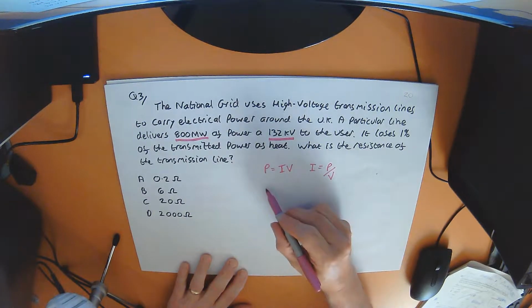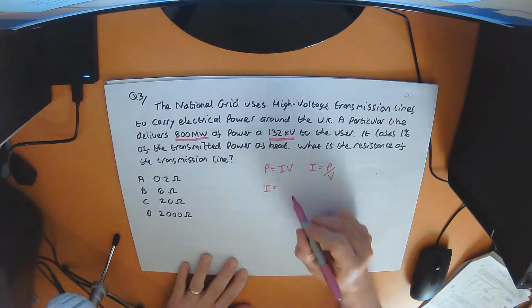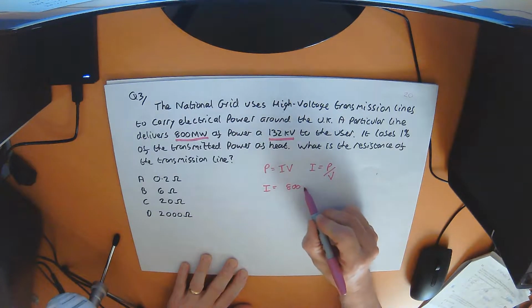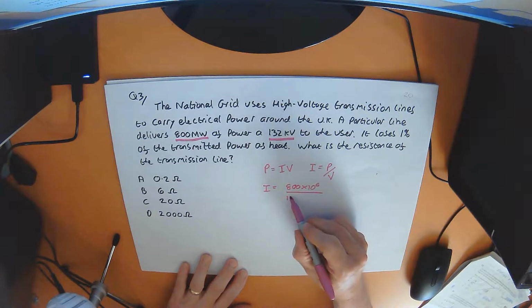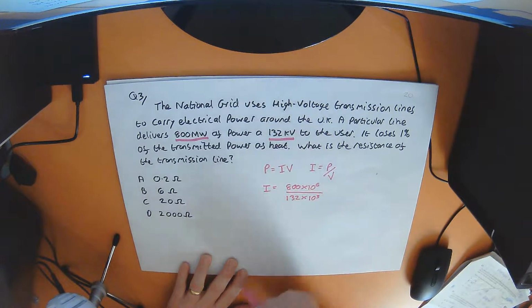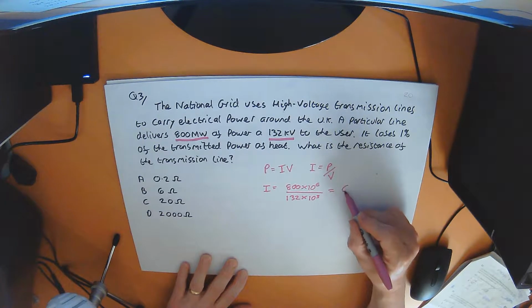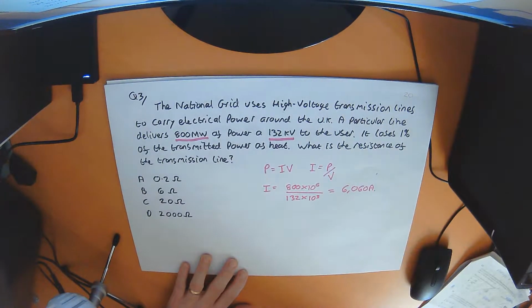That means the current in this cable is going to be the power, which is 800 times 10 to the 6, divided by the voltage, which is 132 times 10 to the 3. And this gives us the surprisingly big answer of 6,060 amps. So we know that that's the current flowing through.